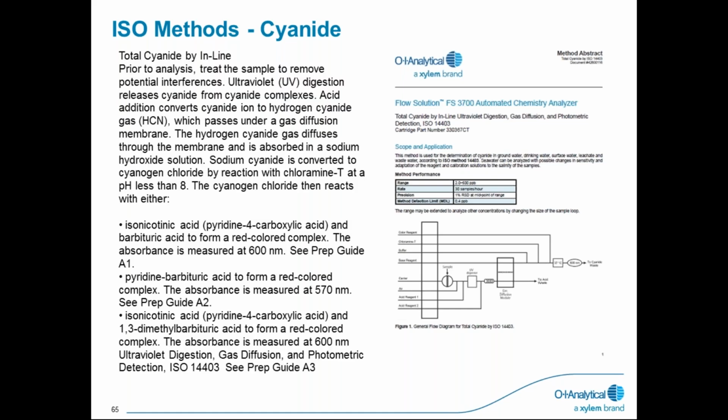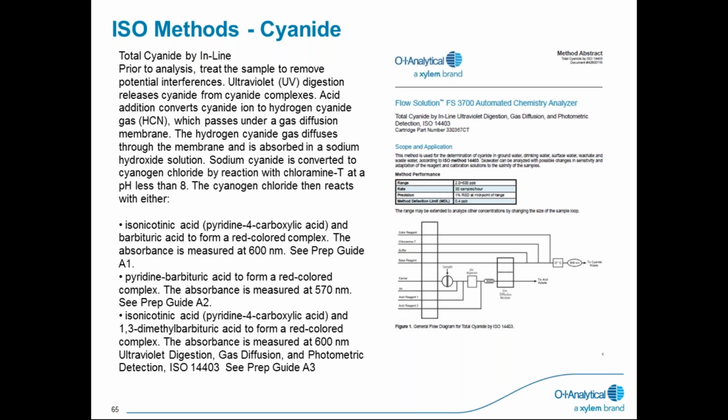And this is quite a complex chemistry. As you can see with the diagram, a host of pump tubes, a lot going on. You're doing a distillation step. So prior to the analysis, you treat the sample, remove potential interferences. You use UV digestion, which releases the cyanide from cyanide complexes. The acid addition converts cyanide ion to hydrogen cyanide gas, which passes under the gas diffusion membrane. Then the hydrogen cyanide gas is diffused through the membrane and absorbed in a sodium hydroxide solution.